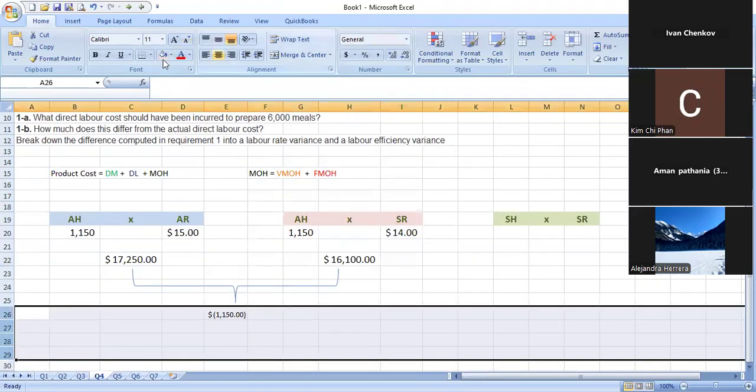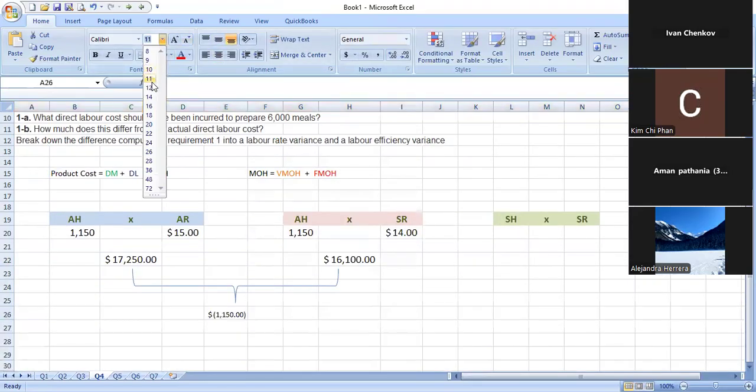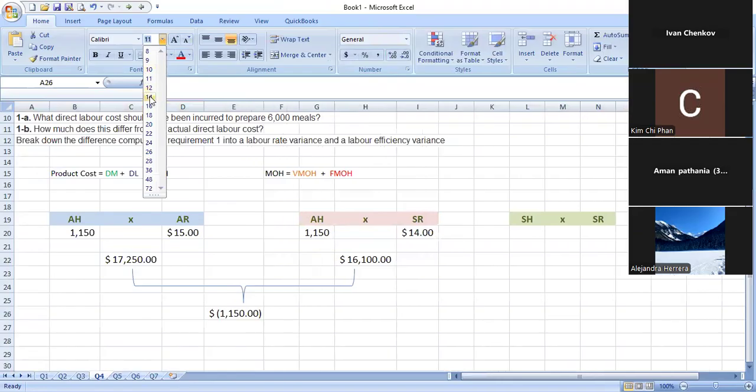Does that make sense? When you see the number, does it make sense? Yes. From where does that come? $1 difference, 1,150 hours, $1,150. Simple, right? This one is right in front of you now.